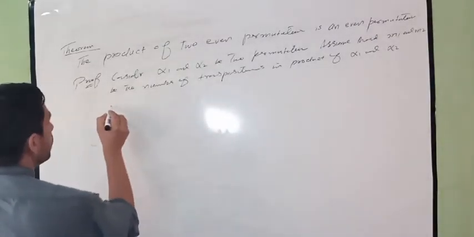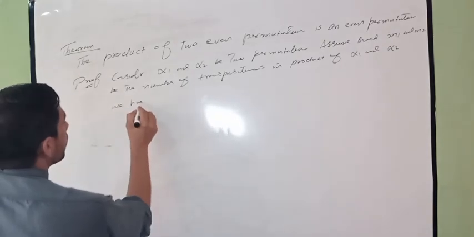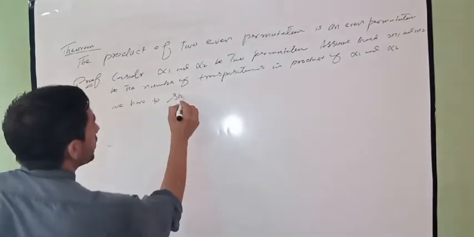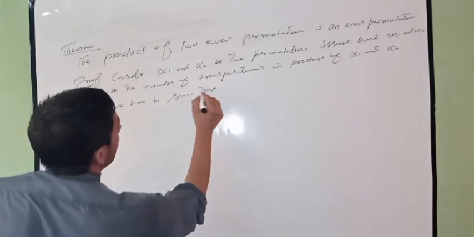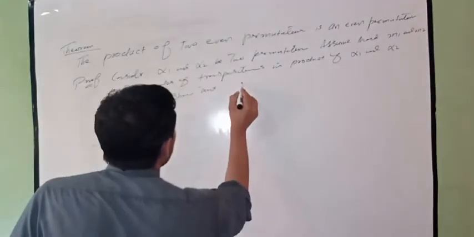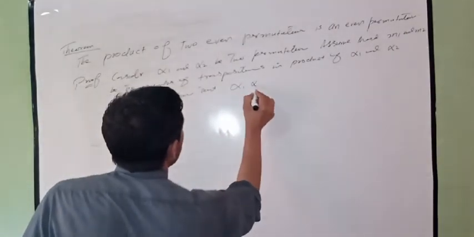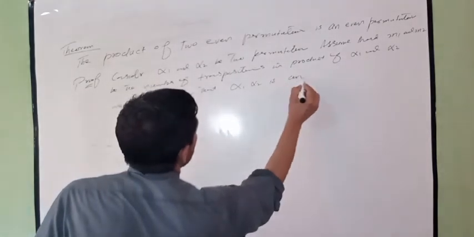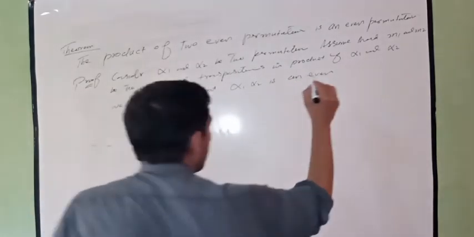So now we have to show that alpha 1 product alpha 2 is an even permutation.